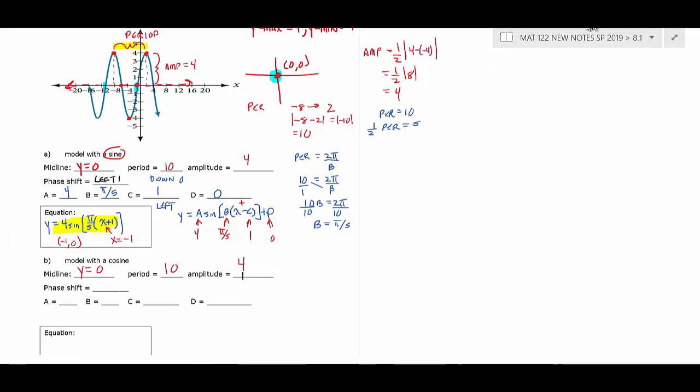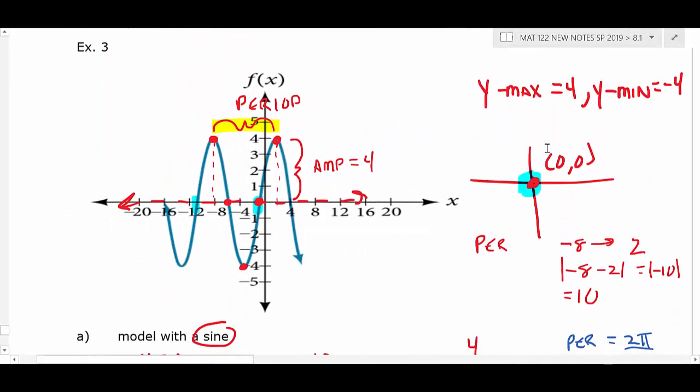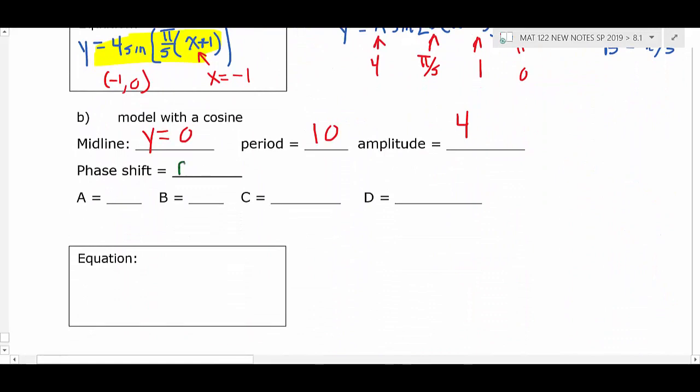So let me go up and zoom on this graph here and show you what I look at. Now what I like to do on a cosine, remember a cosine starts at the point 0, 1. So this is the point that got translated. This point here got phase shifted to the right 2. Now you can tell that's halfway in the middle there. That's not at 1, that's halfway in the middle. So on this problem, we're going to say that got phase shifted to the right 2.